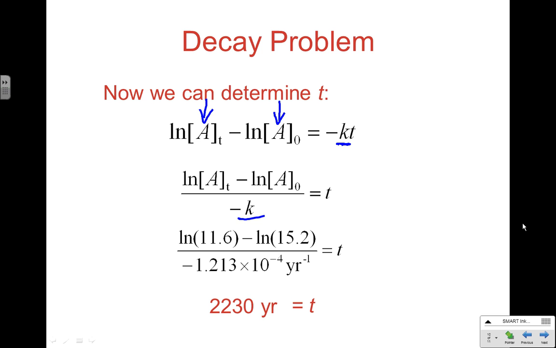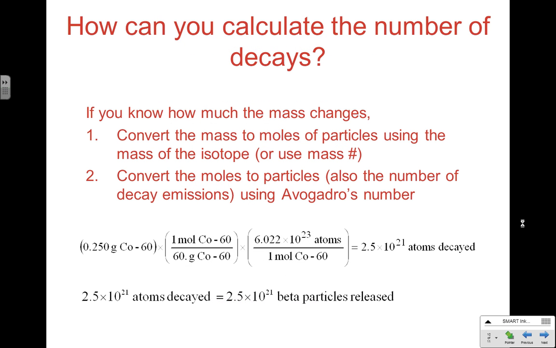So as a rough guess, we could say that the object is going to be about 2,230 years old. And remember, decays are constant. Can't change them with temperature, can't mess with them with anything else. The half-life of a radioactive substance is immutable. So it's going to decay at that rate, and there's nothing we can do to change it.